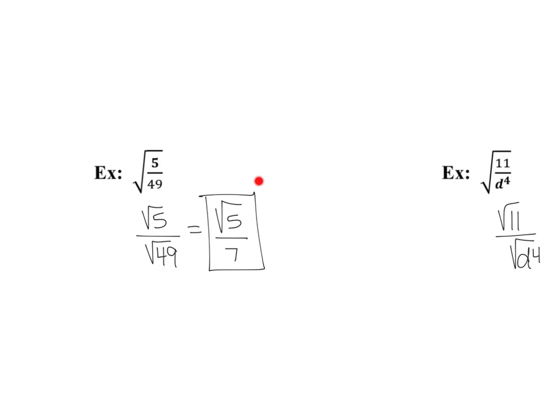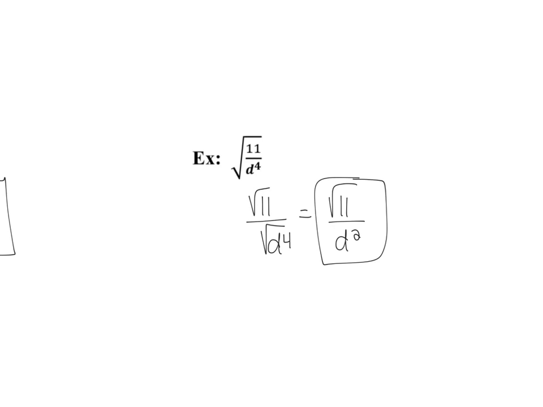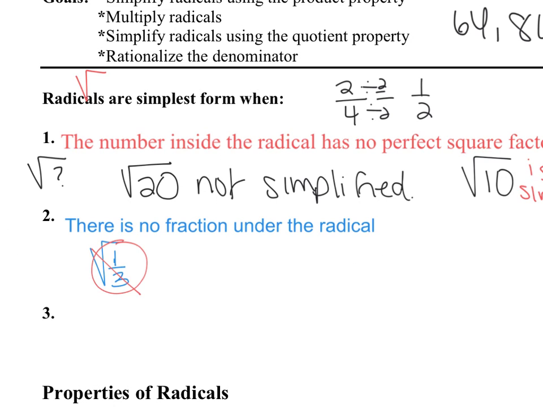So even though my answer is a fraction, inside the radical I only have 5, which is not a fraction, so I'm okay. And on the last example, I split it into the square root of 11 over the square root of d to the 4th. And the square root of d to the 4th is d squared, and the square root of 11 I don't know, so it stays inside the radical.